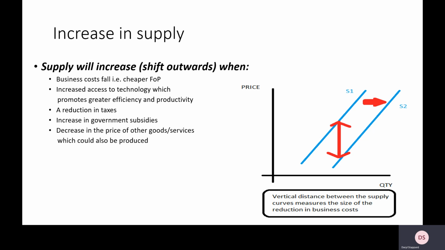The opposite of a tax is a government subsidy. And this is a grant handed to businesses from governments. And normally these subsidies are used to encourage businesses to produce more goods and services. Well, ultimately, what subsidies do is the government saying to the business, look, here you go, here's some money. And that will then contribute towards the costs of production. So in other words, the government are picking up the bill for some of the costs of production for the firm. And again, that will incentivize the firm to produce more goods and services. Now, the final one I've put down is a decrease in the price of other goods and services, which could also be produced.